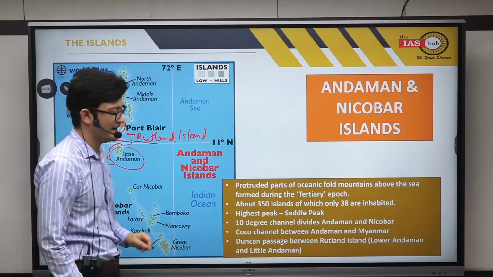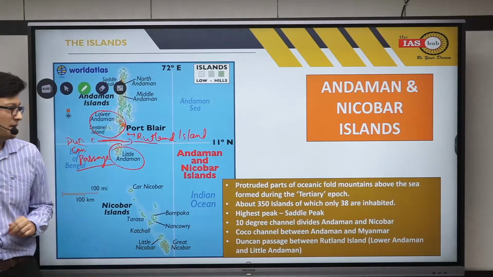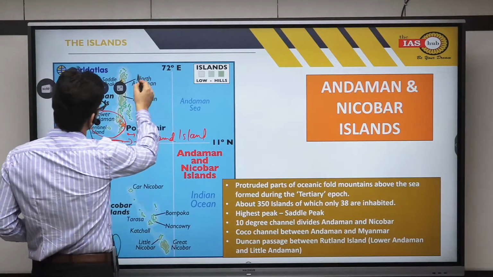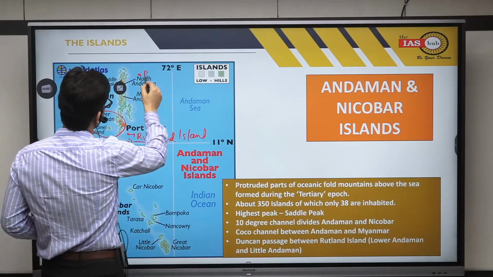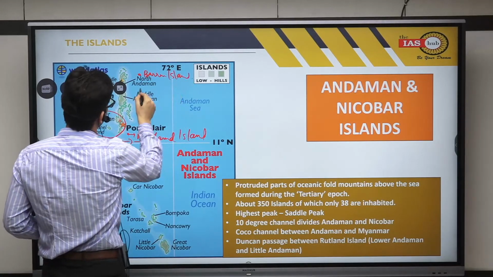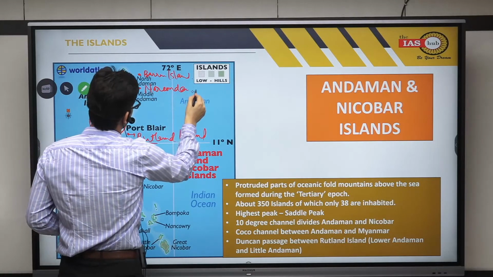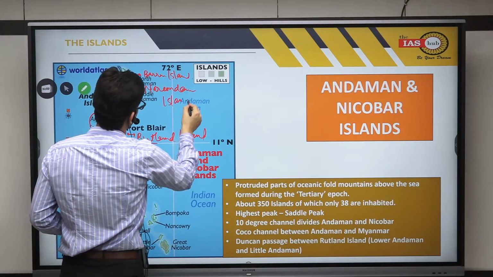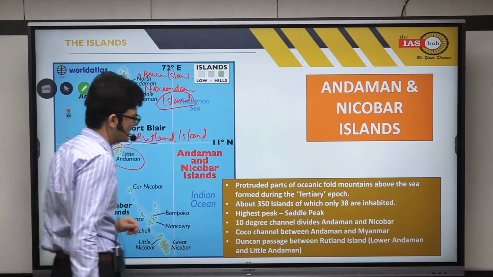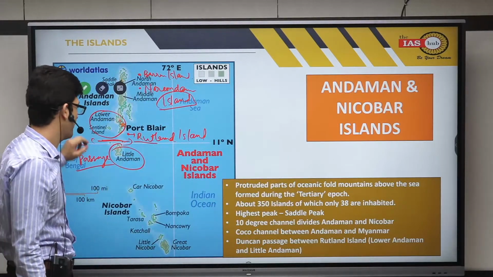There are two volcanic islands also present in the region of Andaman. In the northern side of Andaman you'll find Barren Island and Narcondam Island. These are the two major volcanic islands which are also present in the Andaman and Nicobar region.